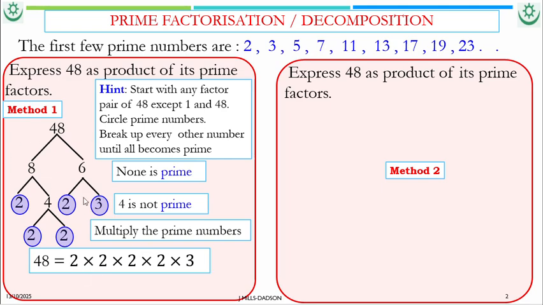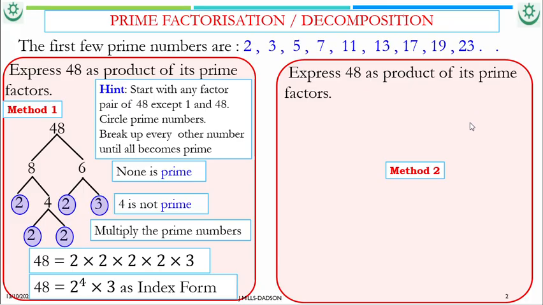Now the beauty of this particular method is that somebody can start with a different factor pair, but we'll all get the same answer. You may start with 2 and 24 as the first factor, you will still get the same answer. So this is the index form.